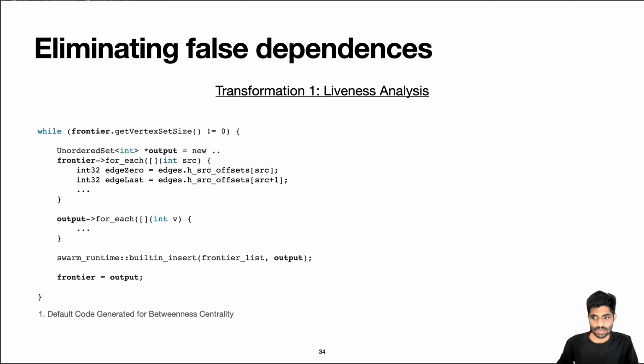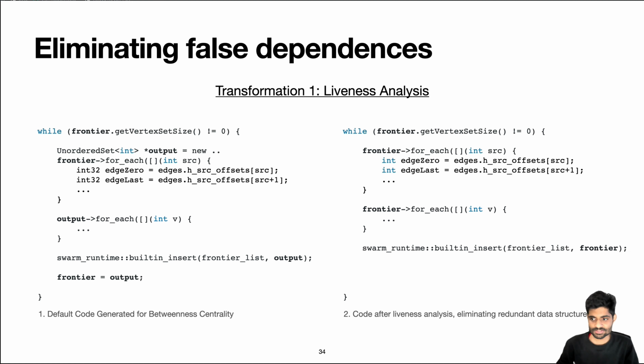Firstly, the graph VM performs a classic liveness analysis to identify that only one vertex set data structure is alive at any point in the while loop. With this knowledge, it replaces the output variable with the frontier variable. The transformed code with just one vertex set is shown on the right.